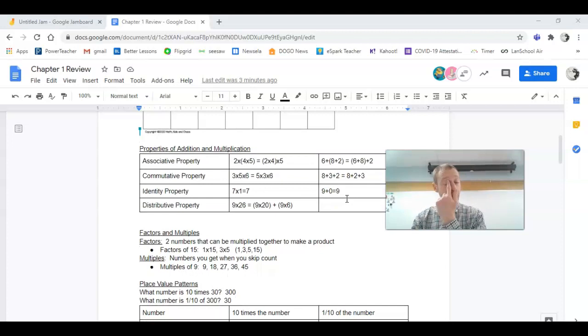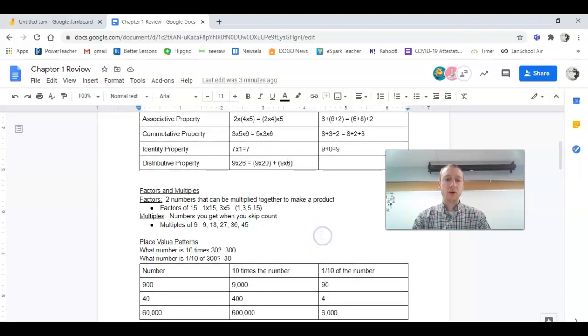And then the distributive property, remember, tells us that we can split up the second number. So in this case, 26 was split up into 20 and 6, and then we can just distribute the 9: 9 times 20 and 9 times 6. If we add those together, we will get our answer.